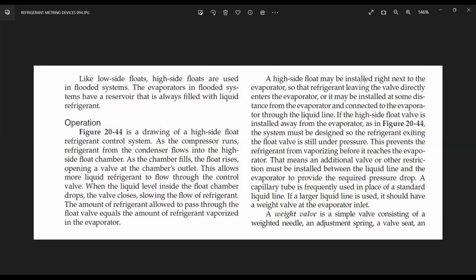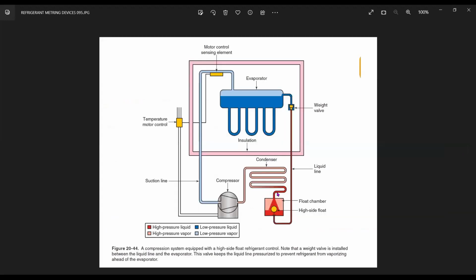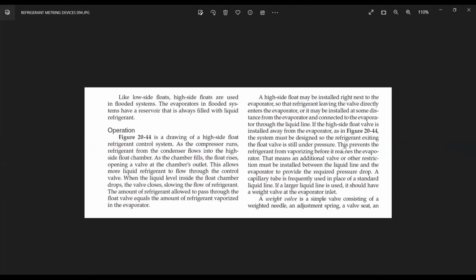The high side float may be installed right next to the evaporator, so that the refrigerant leaving the valve directly enters the evaporator, or it may be installed at some distance from the evaporator, connected through a liquid line. मतलब separate line से भी connect हो सकता है, but generally it is always connected nearby. If the high side float is installed away from the evaporator, the system must be designed for the refrigerant exiting the float valve under pressure. But means यहाँ पे still there should be a pressure on it if it is away from the evaporator. But generally it is near the evaporator. Evaporator से दूर है यहाँ पे, तो यहाँ पे थोड़ा pressure करती है, ठीक है, as in this diagram.